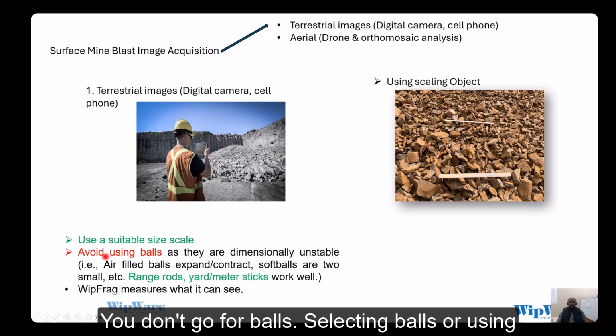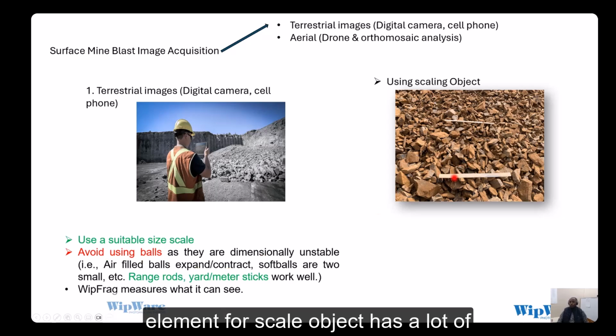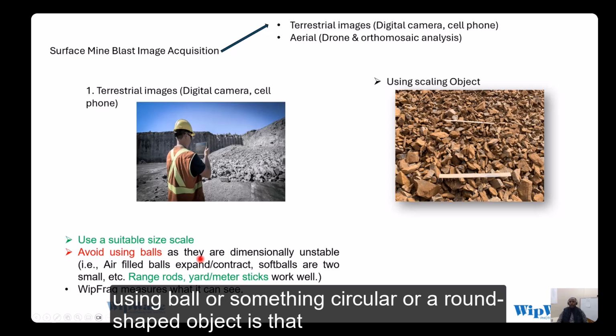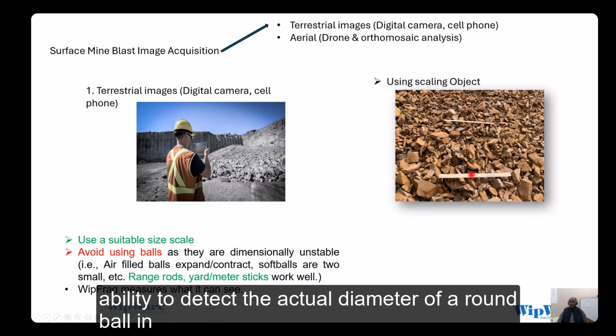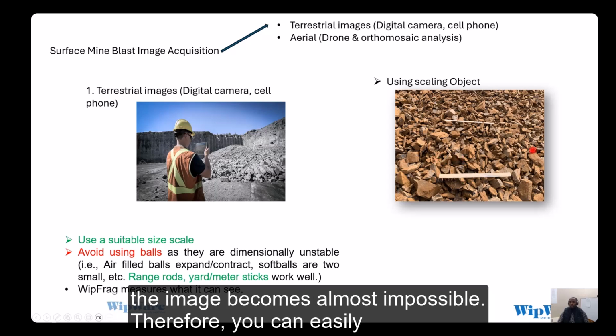Selecting a ball or using such an element for scale objects has a lot of demerits. One of the issues with using a ball or something circular or round-shaped is that when you have the ball on the muck pile and you move far away, the ability to detect the actual diameter of a round ball in the image becomes almost impossible.